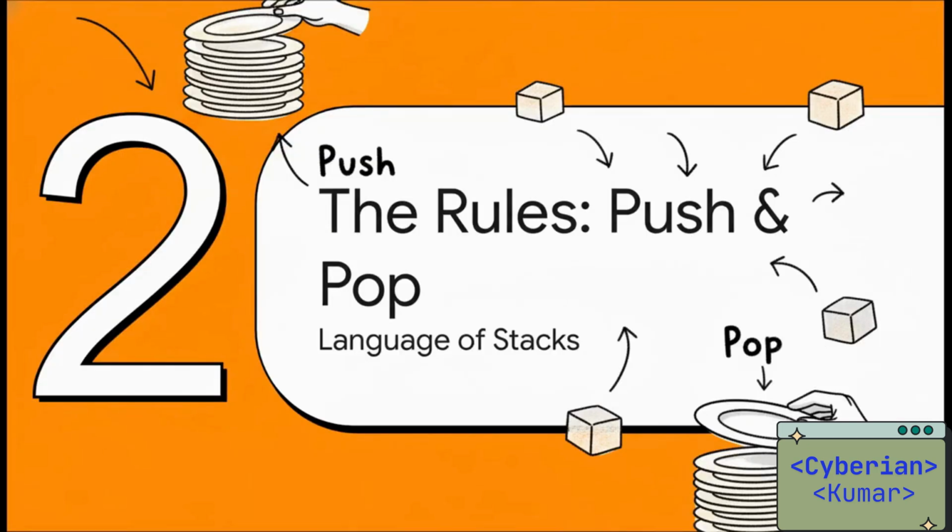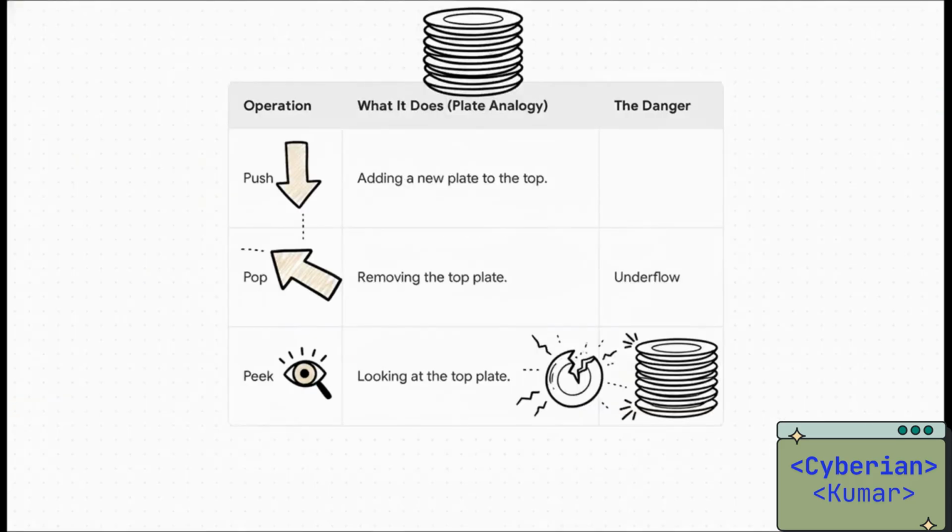Okay, now that we've got the basic idea down, let's learn the official lingo. You know, programmers don't really talk about placing plates and taking plates. They've got a couple of specific terms for these actions. So, the three main operations are called push, pop, and peek. Push is just the fancy word for adding a new plate to the top of the stack. Pop is when you remove that top plate. And peek? Well, that's like taking a quick look at the top plate without actually taking it off.